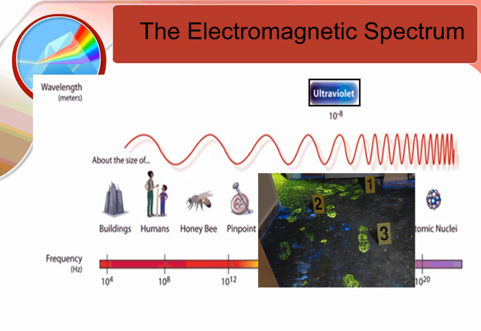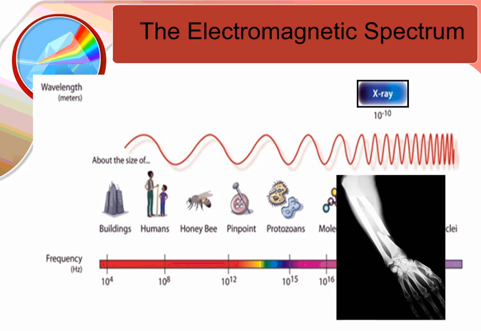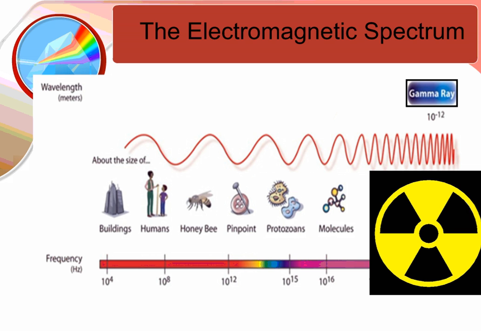Ultraviolet light is used in tanning beds, and forensic scientists use it to detect blood and other bodily fluids at a crime scene. X-rays are used to detect broken bones. And lastly, gamma rays are emitted during nuclear reactions.